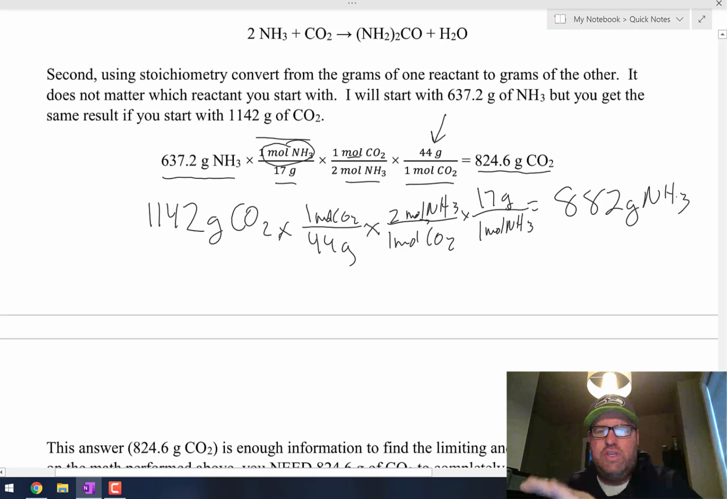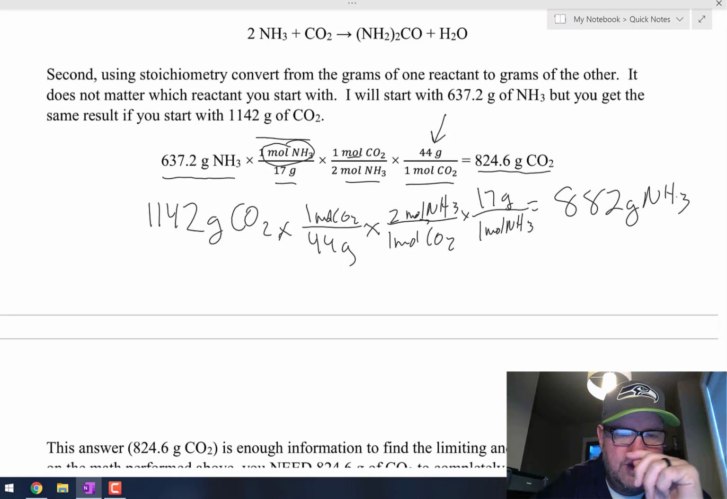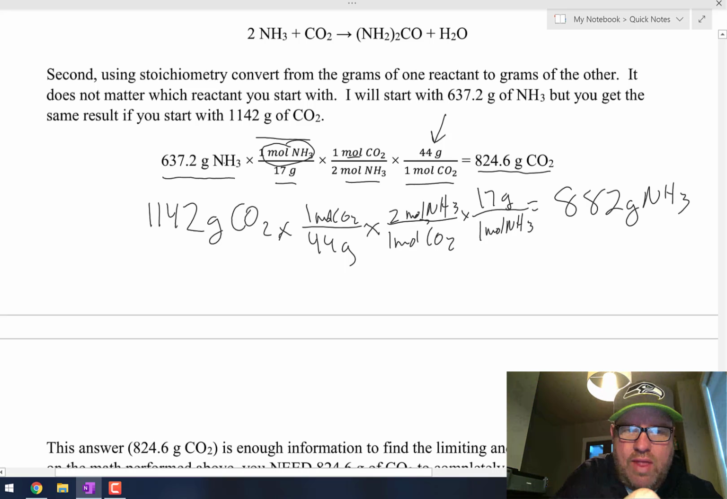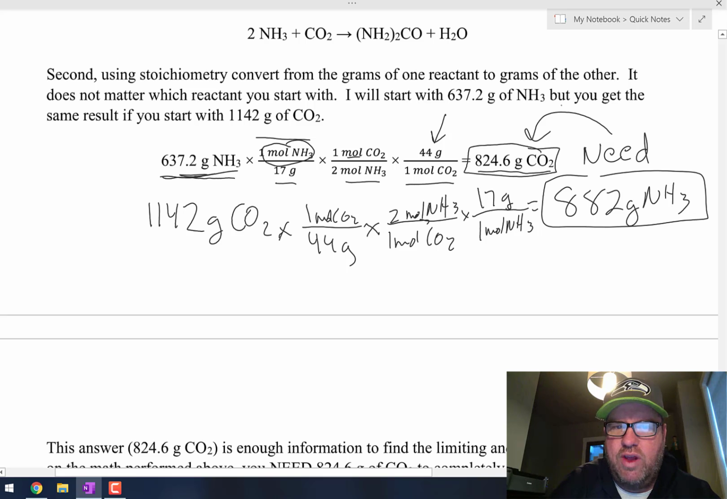Now, using either of those two answers, you don't need both of them, we can determine what the limiting reactant is. Because again, remember the answer you get, whether it's this one or this one, is how much you need. So when you have this much NH3, you need 824.6 grams of CO2. You have 1142 grams of CO2. You got plenty of CO2.